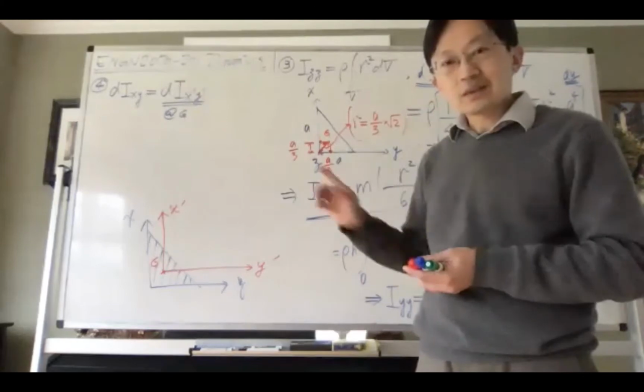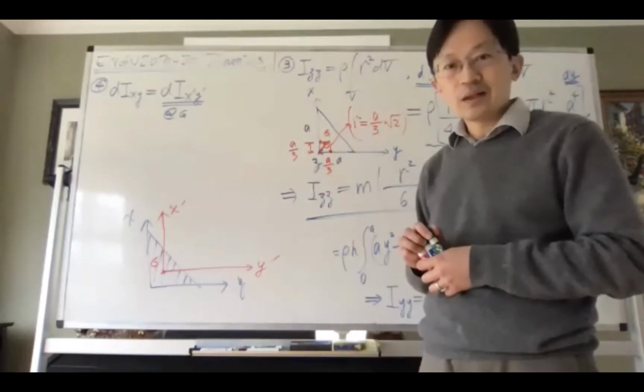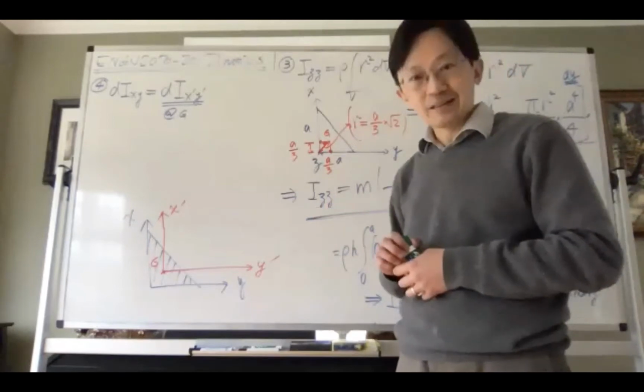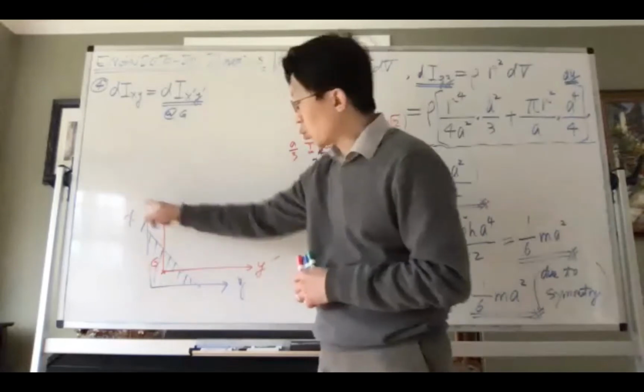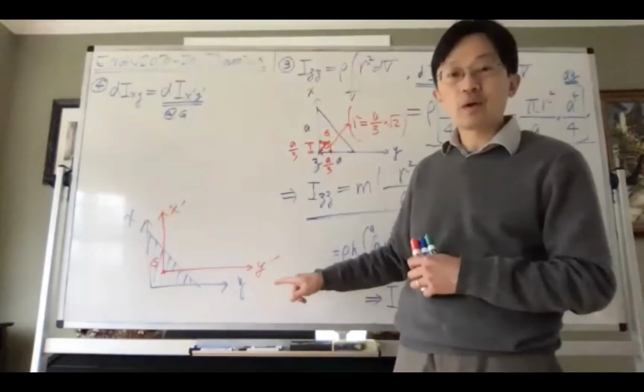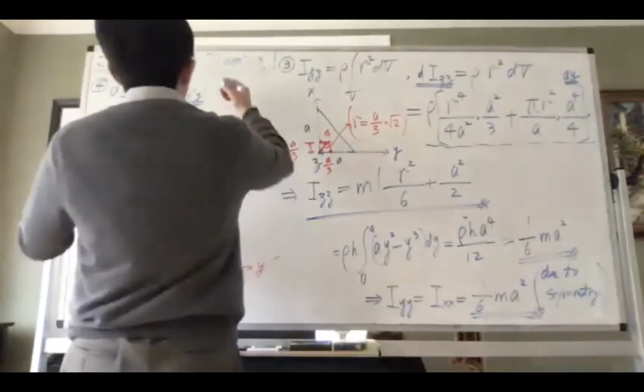And so what's this principle? What's this theory? This is what we call parallel axis theory. But in this case, we call it parallel plane theory because you're not looking at an axis anymore. You're looking at the xy plane. So this is what we call parallel plane theory. So what do you need?